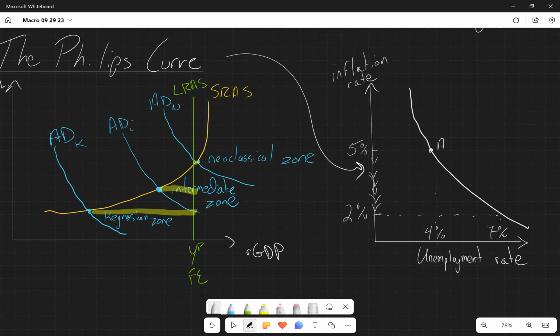So the Phillips curve represents a trade-off. If one is higher, the other one must be lower. If the government reduces inflation to 2%, that's going to increase unemployment by 3%. That's what the Phillips curve is showing us. This negative relationship between unemployment and inflation.